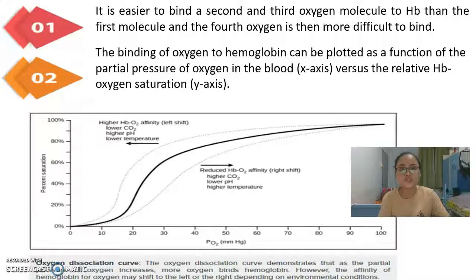The binding of oxygen to hemoglobin can be plotted as a function of the partial pressure of oxygen in the blood, the x-axis, which is this one, versus the relative hemoglobin oxygen saturation, the y-axis, which is this one. This graph is the oxygen dissociation curve. It is sigmoidal, or S-shaped.